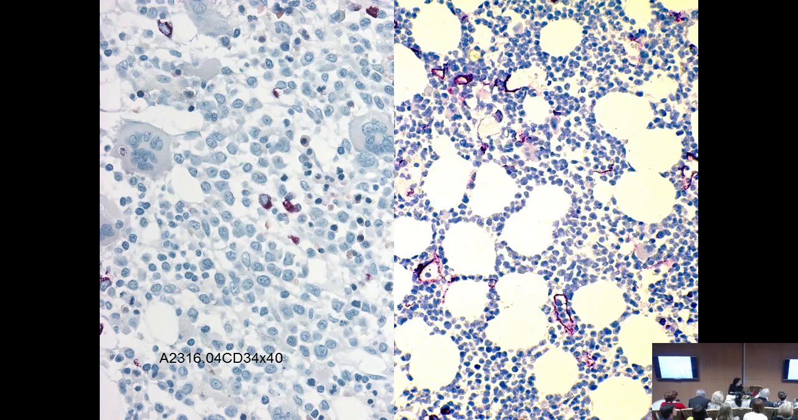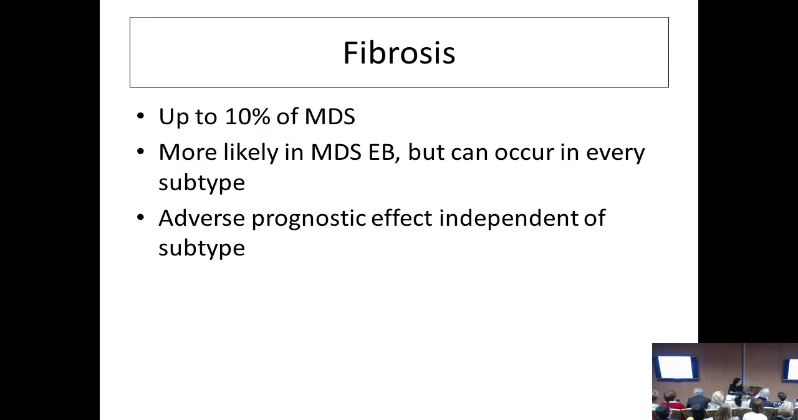Therefore, morphology remains the gold standard to recognize blasts. CD34 staining is helpful, but it can be misleading because some blast populations are negative, or at least partly negative, and therefore you arrive at a false percentage.